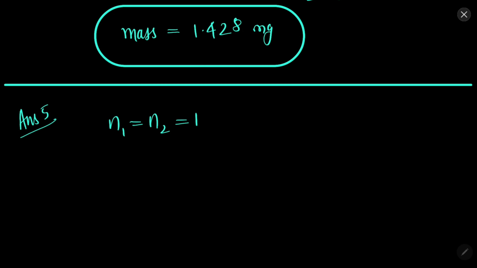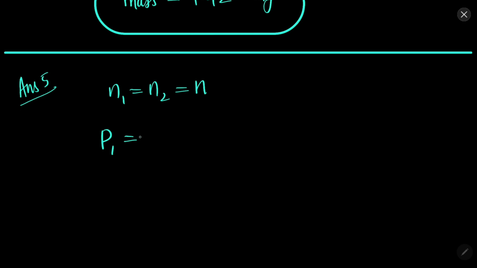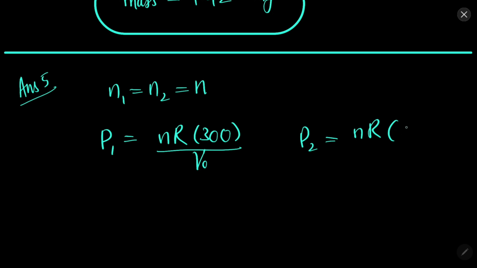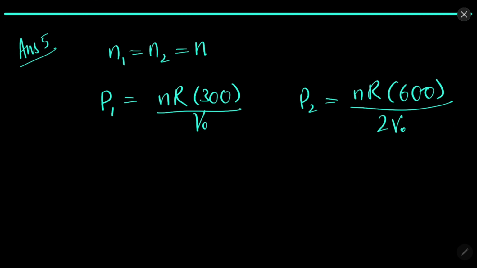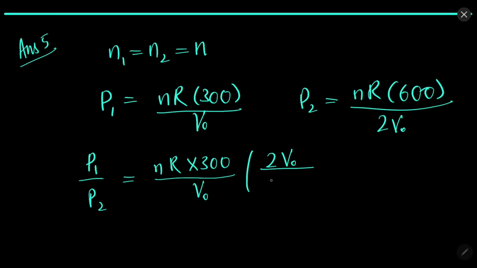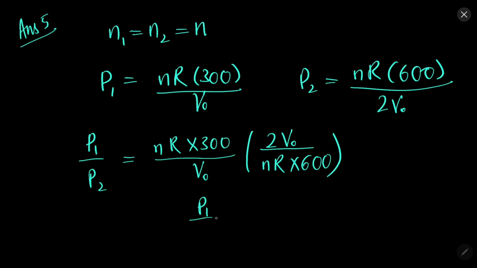Moles are same, so let's call them n. So for first situation, this will be the case. For second situation, this will be the case, as R is constant and number of moles are same for both. So P1 over P2 equal to nR into 300 over V0, divided by nR into 600 over 2V0. So P1 over P2 equal to 1 over 1, that is 1:1.